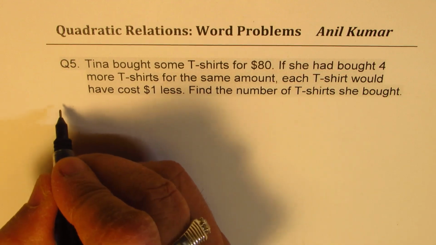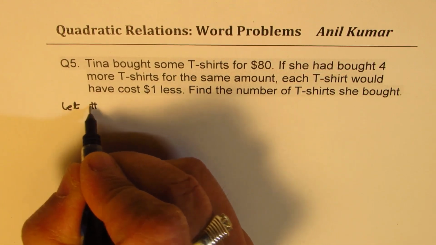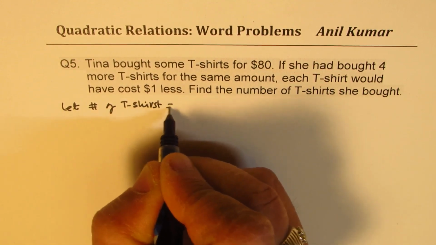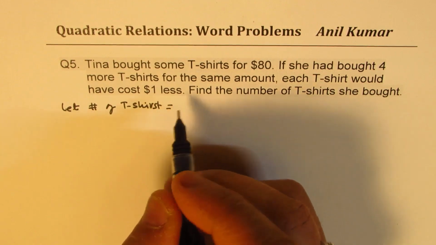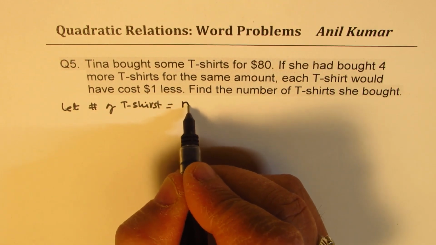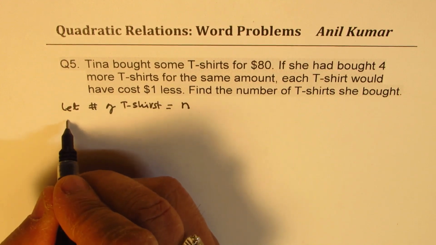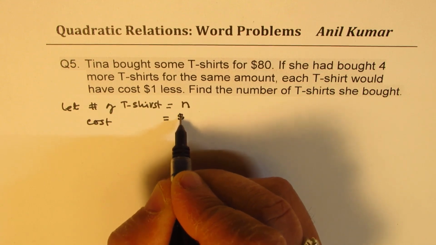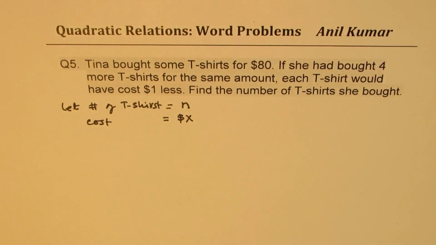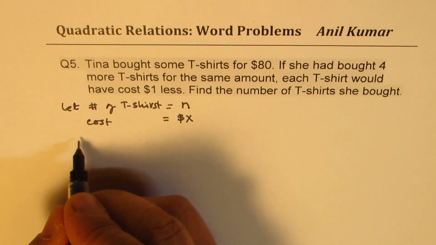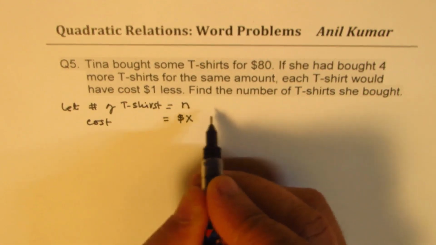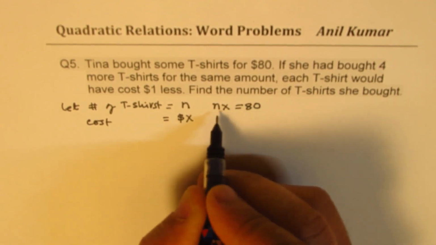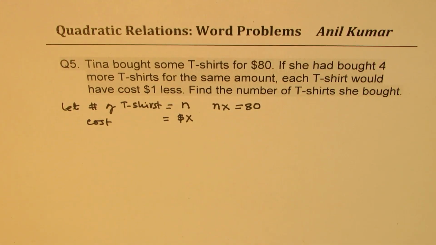So let the number of t-shirts, let us say, be n. We don't know. And let the cost be x dollars, correct? Then what we are given here is that n times x is equal to 80. That is what we are given. So both have been bought for $80.